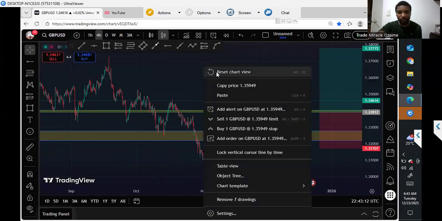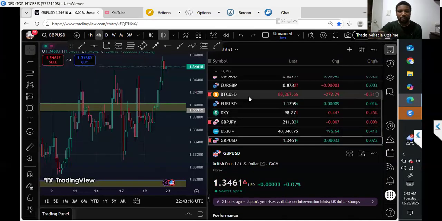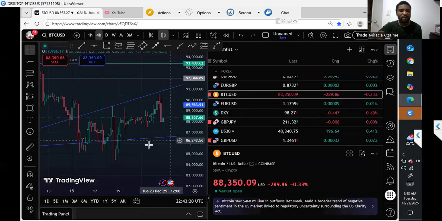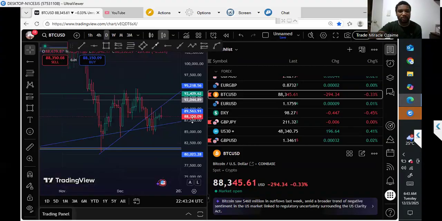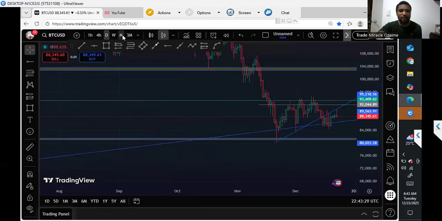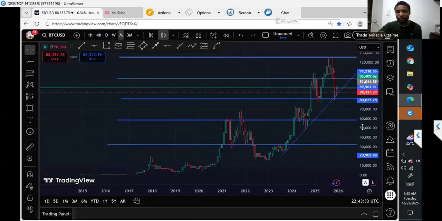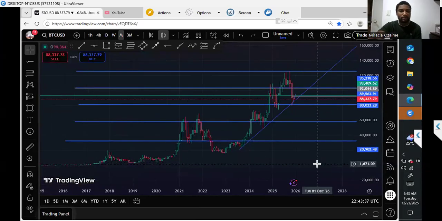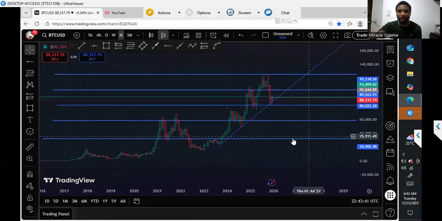Then the next pair that I'm going to be looking at is BTC. BTC, on the other hand, is quite bullish to me as well. I'm looking for price to push up. I'm just waiting for a bullish monthly candle. Then I'm going to be buying BTC.